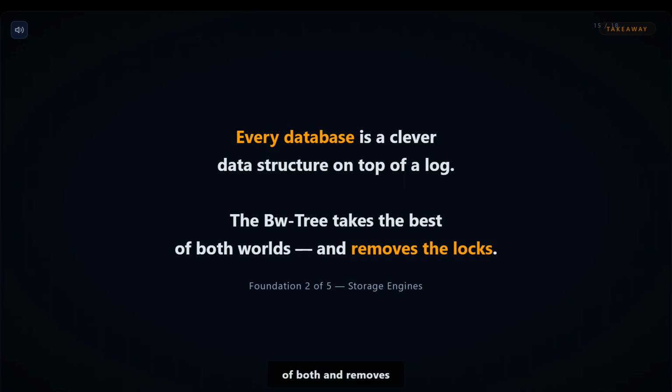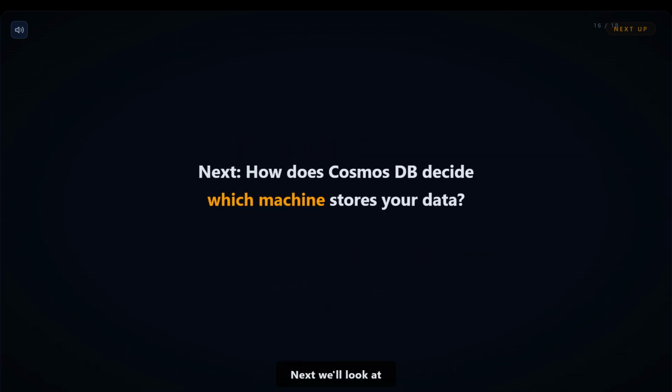In the next video, we'll zoom out and look at partitioning. How does Cosmos DB decide which machine stores your data? Hash ranges, partition splits, and the routing layer that finds your document in under 5 milliseconds.